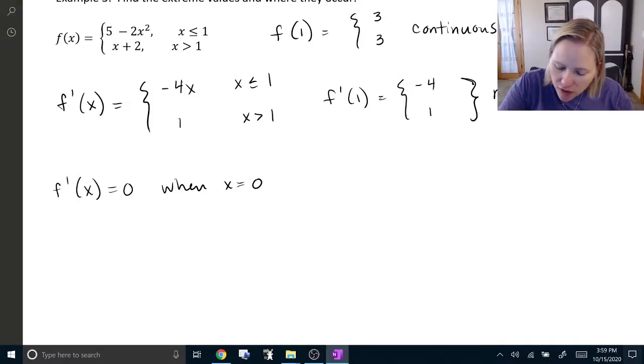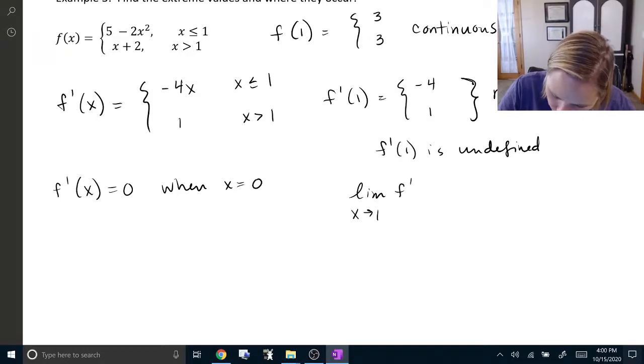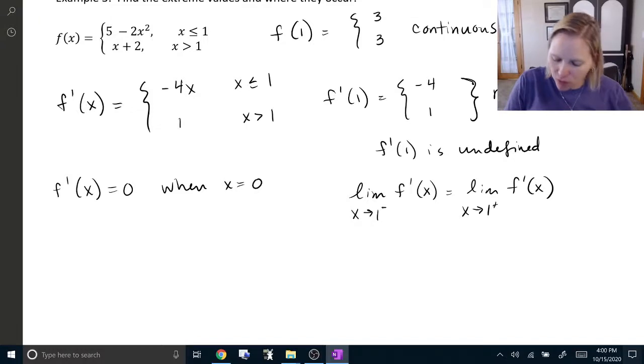So the first derivative doesn't exist here. It's not differentiable. There we go, got to spell it right. So f prime is undefined. So this is another critical value point. And so we now have 2 points to consider. We've got 0 and 1 because of the way the graph is behaving. Now remember, we're undefined because the limit as x approaches 1 of f prime from the left does not equal the limit as x approaches 1 from the right. That's the technical definition of being not differentiable, or having the derivative undefined.